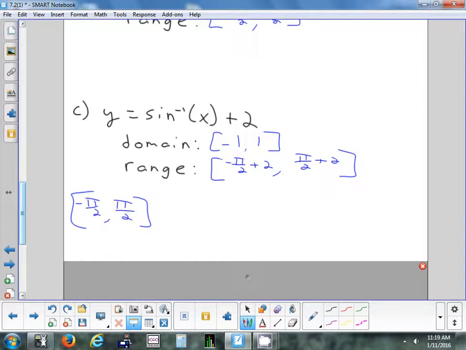Only time I think a decimal is handy is if you're going to set your window. But you could actually type this in. Just put this in parentheses when you type it in. And the calculator will change it to a decimal for you. Okay, questions on domain and range there?